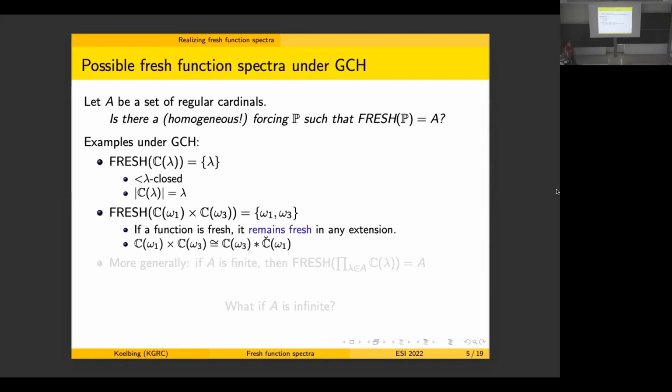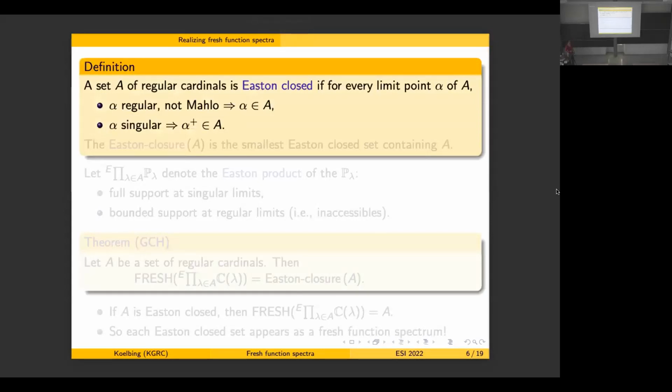And then using that, any fresh function which has been added by this first one remains a fresh function in the final extension. And using that both of these forcings don't add fresh functions on omega-2, we can get that here we get exactly the two cardinals which we put in the product. And then, of course, we can use this for any finite set. What about infinite sets? Here it's more complicated.